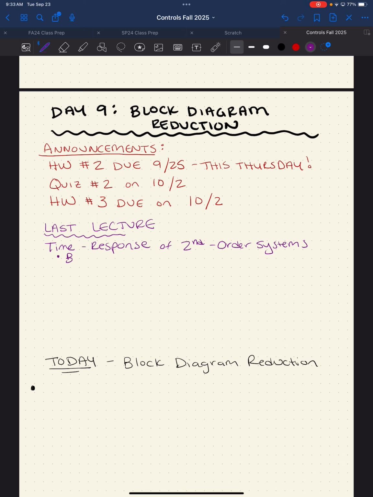Okay, so we say the behavior of these systems depends mostly on the types of poles in the transfer function of the system. Okay, and then we talked about a couple of time specification metrics. We talked about the rise time. We talked about the settling time, we talked about the peak time, and we talked about percent overshoot.